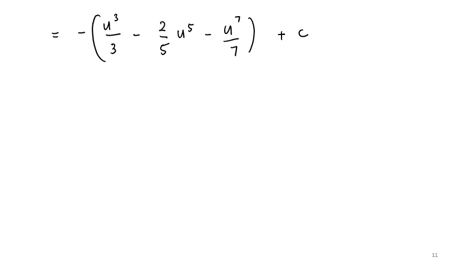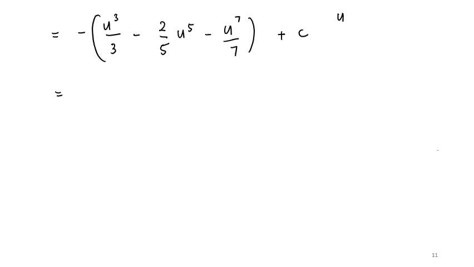So when you integrate, you have minus everything: u cubed over 3 minus 2 over 5 u to the 5 plus u to the 7 over 7, everything plus the constant because it's an indefinite integral. But don't forget to give your final answer in terms of cos x.